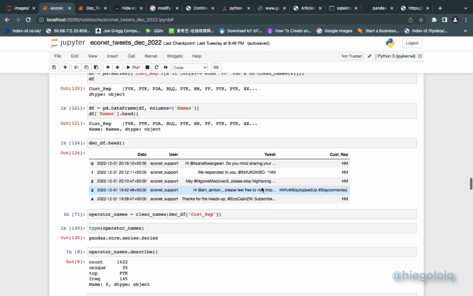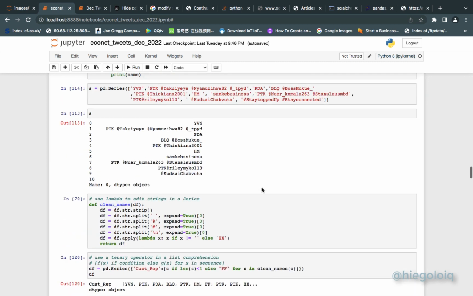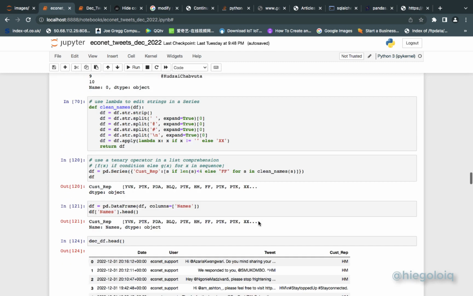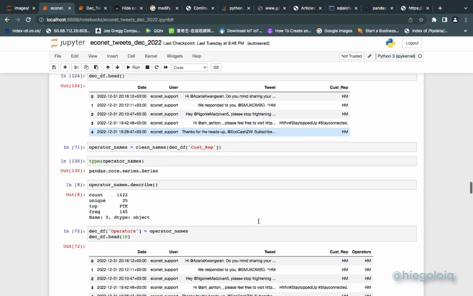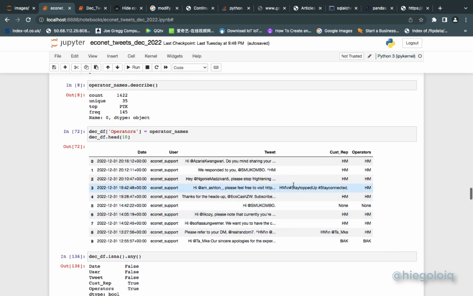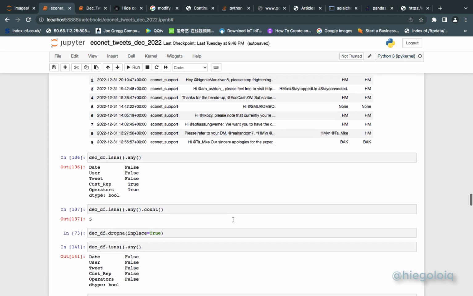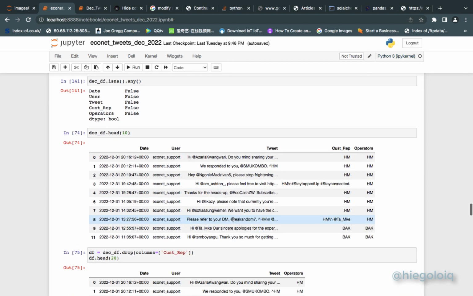But as you can tell, there's also a bit of duplication over here, where we see HM, who is one of the operators or customer representatives, and his name is bundled up with other statements. After cleaning them up, we can pick up his name by itself, which is very good, and helps us work with the names of the operators separately. I'm just going to skip ahead because it's all about cleaning up.